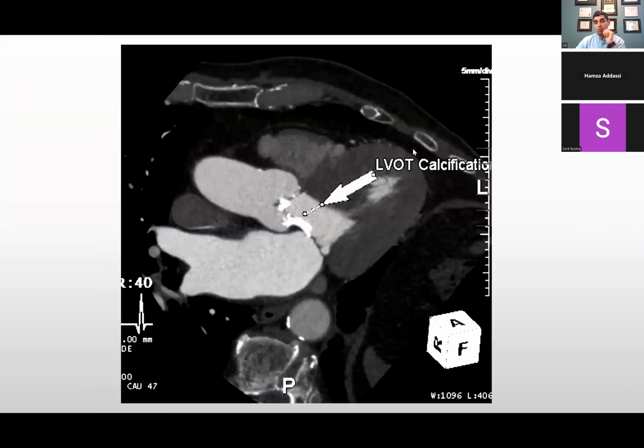But now, one day, someone did a CT scan. This is one of my patients. And then on that CT scan, you have this big chunk of calcium right here. So this is the valve right here.